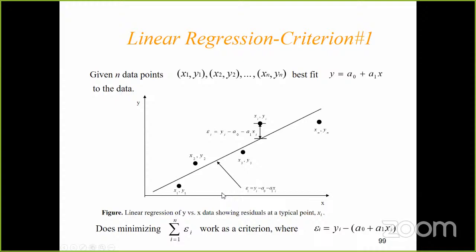Linear regression goes in such a way. These are the points x1, y1, x2, y2, x3, y3 of that kind. Minimizing means, let us take some of the errors epsilon i. The criterion is that y_i minus a0 minus a1 x1 is the error for the first point. Okay.